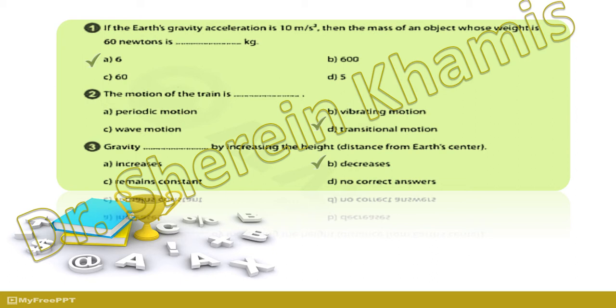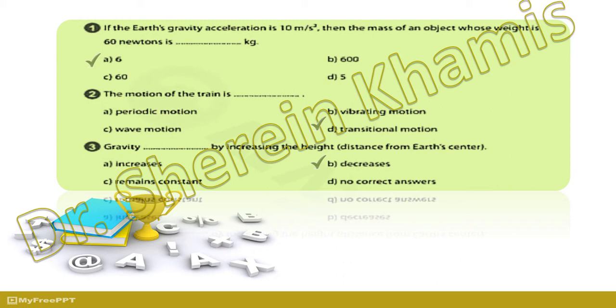Okay, it's an easy question, but we must understand the words correctly. Increasing the height means moving away from the earth's surface or center. So gravity will decrease, as it's an inverse relation. As we go away, distance increases, but the gravity decreases.